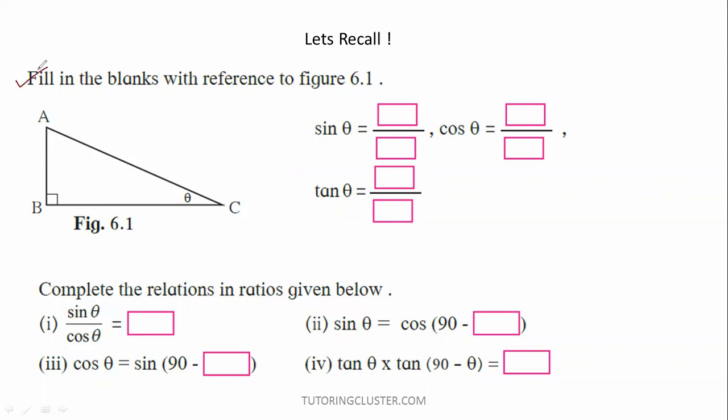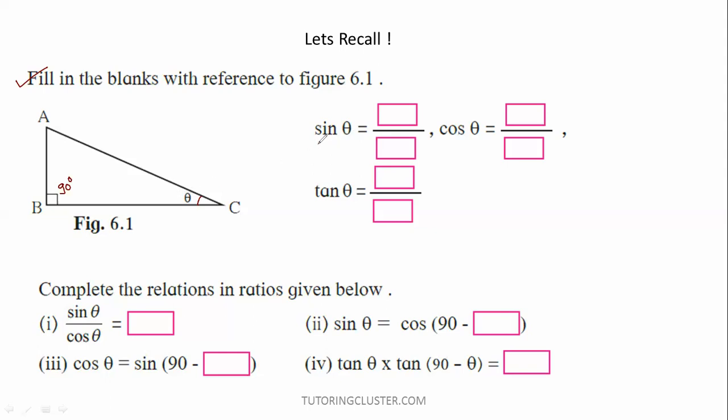first question. The triangle ABC is given to you. Angle C is theta, and angle B is 90 degrees. So basically it is a right angle triangle. So trigonometry is applied to what? Right angle triangles. Okay, now in previous standard, that is in 9th standard, we have learned about three trigonometric ratios, that is sine, second cosine, and third tan.